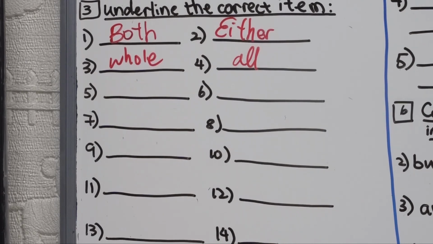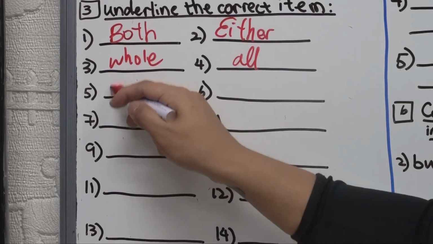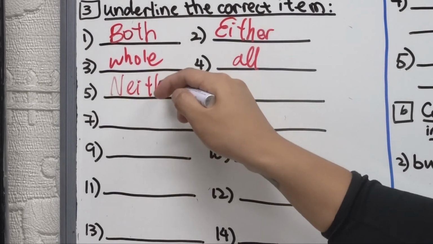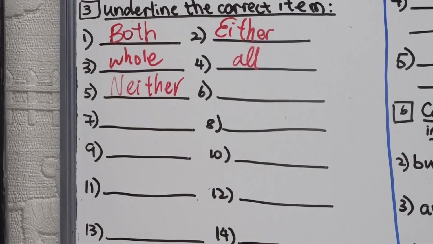Number 5. Neither of the girls passed the exam. They both failed, or either of the girls passed the exam. They both failed. Passing is the opposite of failing, so it should be the negative, which is neither. Neither of the girls passed the examination.